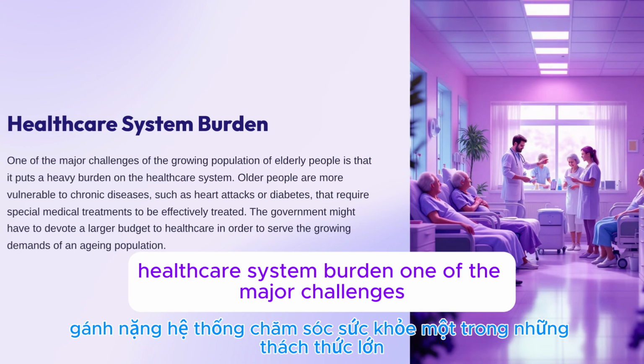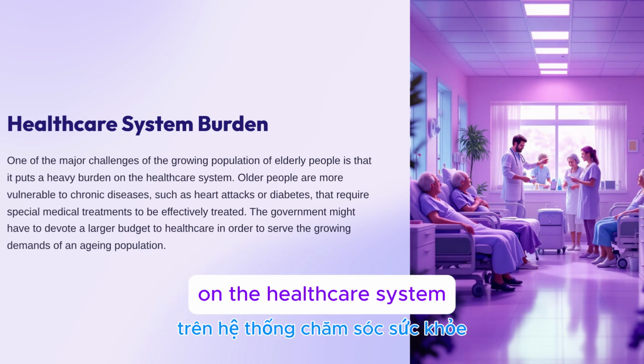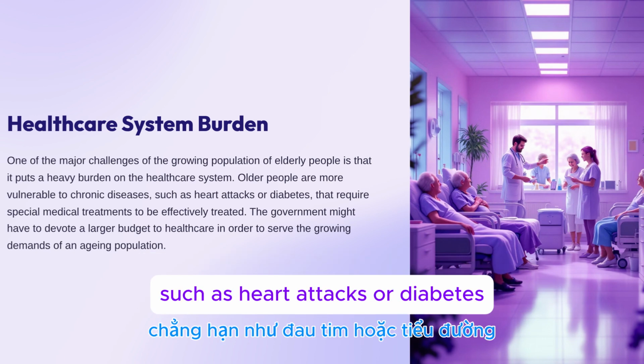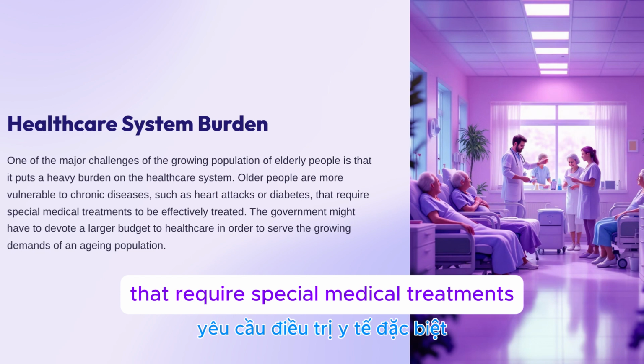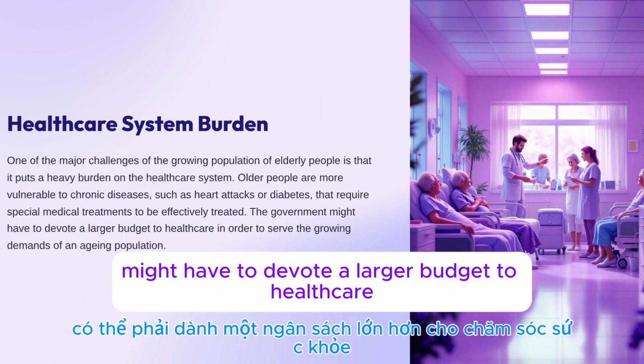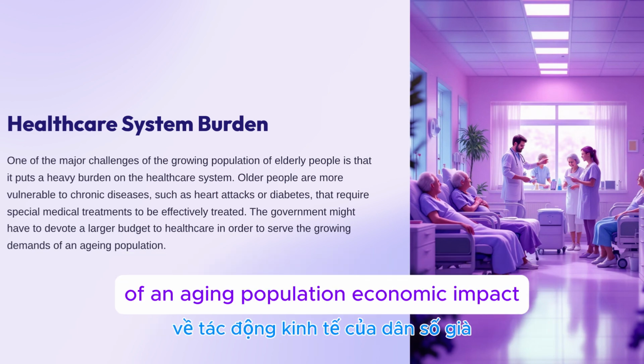Healthcare system burden. One of the major challenges of the growing population of elderly people is that it puts a heavy burden on the healthcare system. Older people are more vulnerable to chronic diseases such as heart attacks or diabetes that require special medical treatments to be effectively treated. The government might have to devote a larger budget to healthcare in order to serve the growing demands of an aging population.